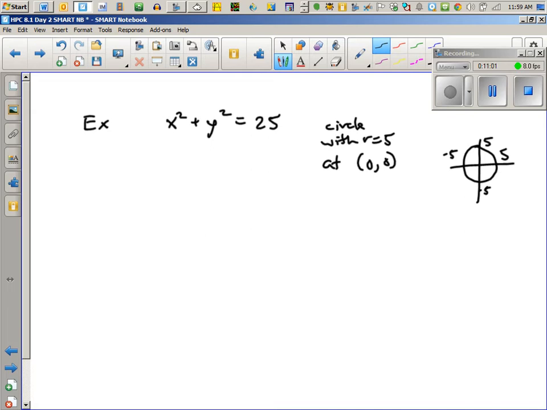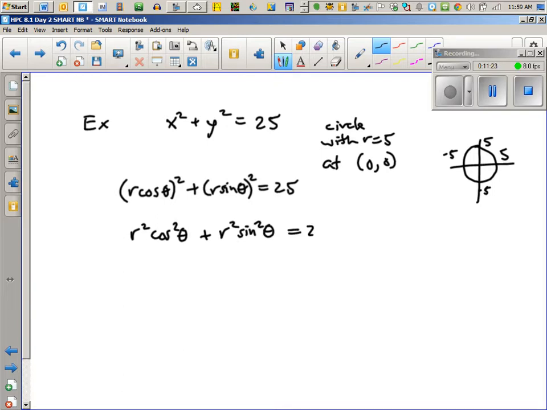But watch what happens when you convert it into the polar world. You put in an r cosine theta for each x. You put in an r sine theta for each y. You're not going to touch the 25. You get r squared cos squared plus r squared sine squared equals 25. And in your efforts to solve for r, you might want to factor.